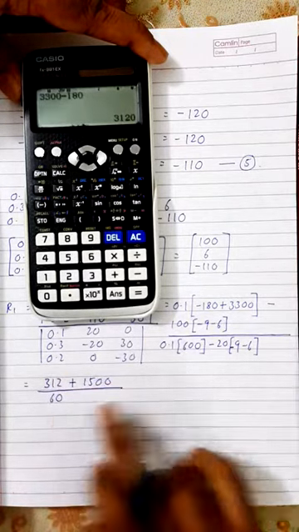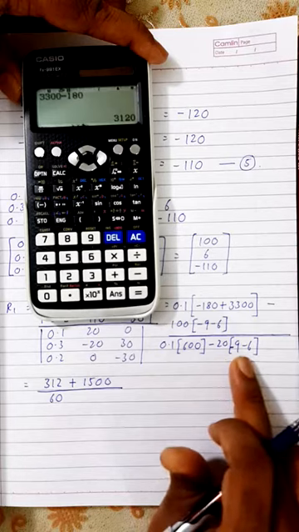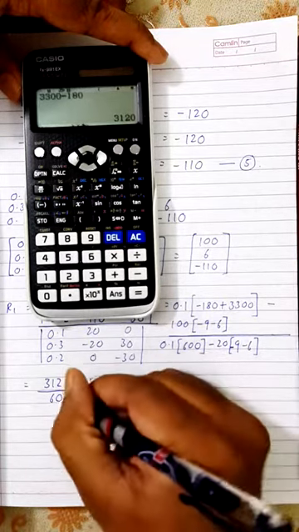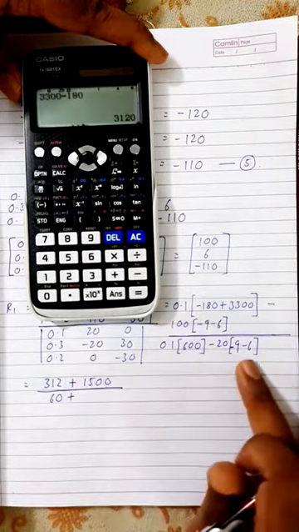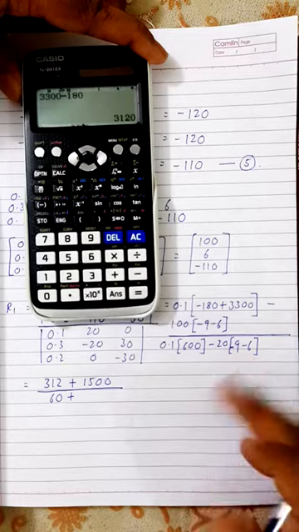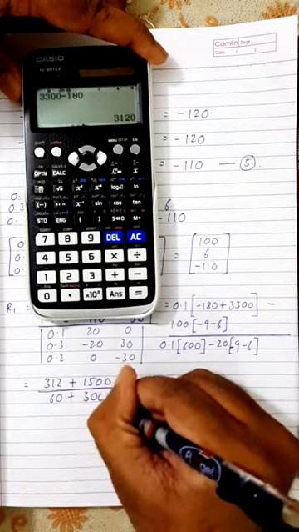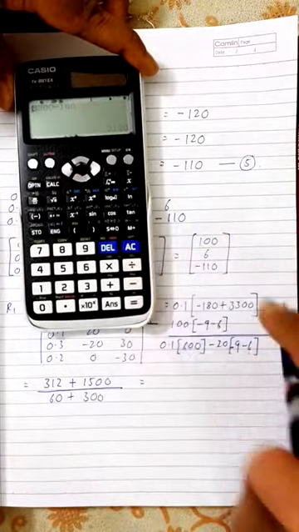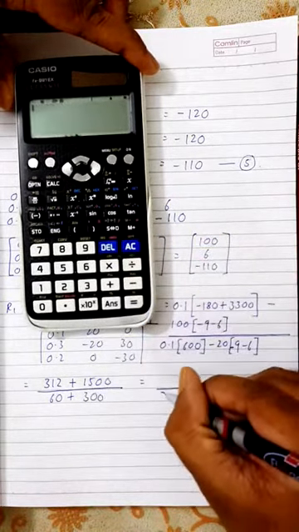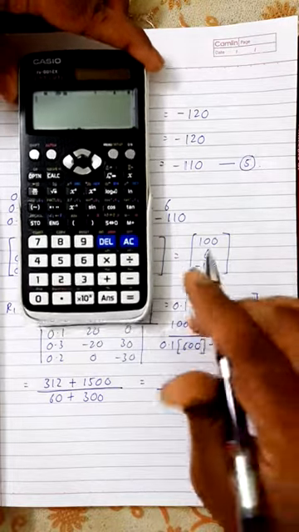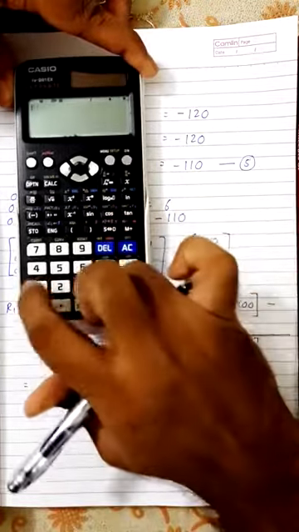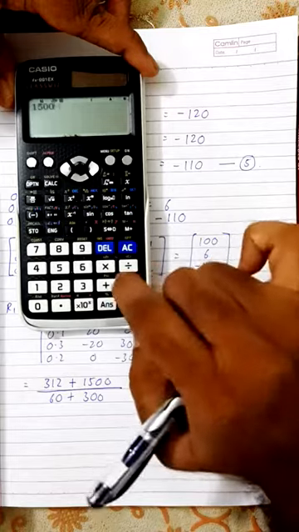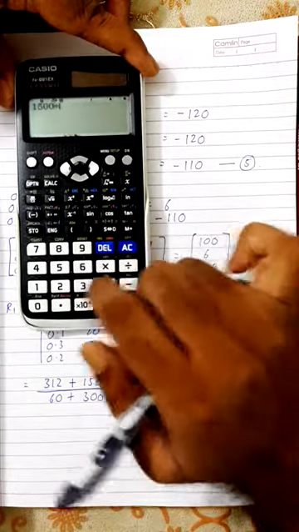600 into 0.1 is 60, and here minus of minus is plus, and 20 into 15 is 300. It's 300, which means the denominator is 360. So now I can use the same denominator to find R2, right? And here it is 1500 plus 312.